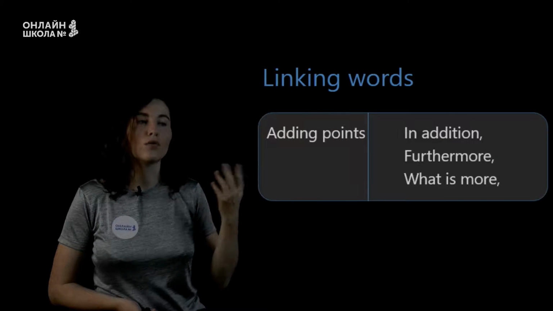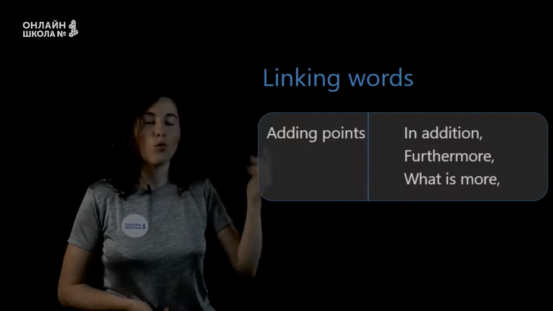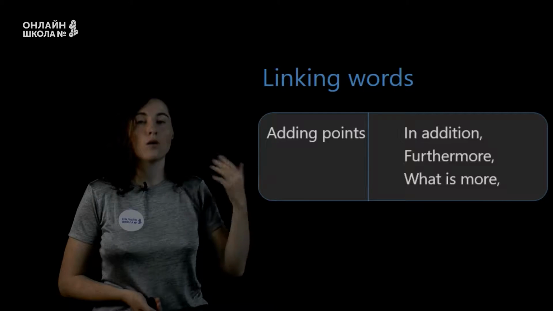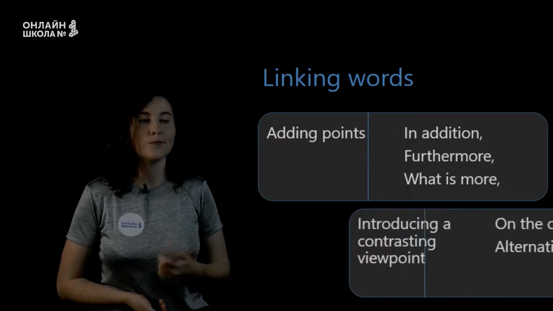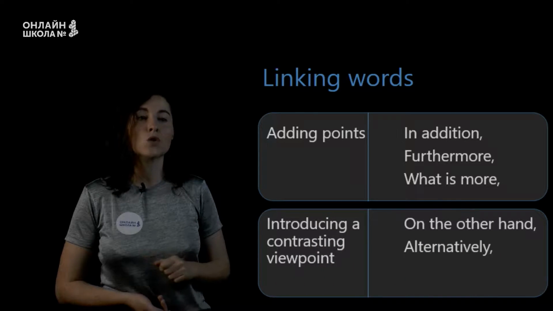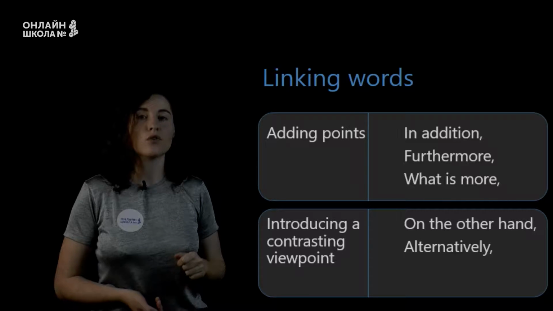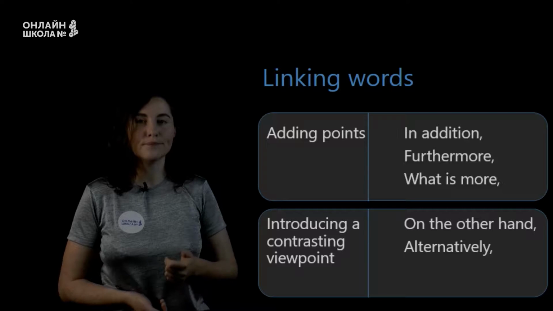Next group of linking words are the ones to add some points. For example, in addition, furthermore, what is more? So we add some new information here. And the linking words to introduce a contrasting viewpoint, which are on the other hand and alternatively.